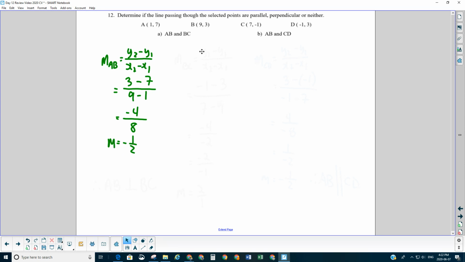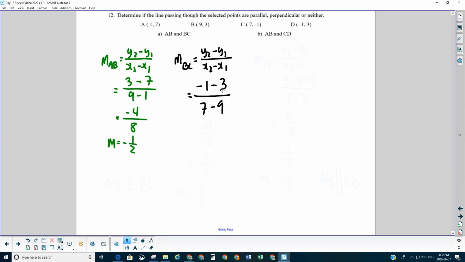Next, we're asked to compare it to BC. So this time we'll write down the equation, but we're doing these two, B and C. So this time the C is the second coordinate and B is the first. So let's be careful, and again, we'll write this out. So this becomes the Y coordinate. Y2 is this one, negative 1 minus 3. So negative 1 minus 3. And then the X is 7 minus 9. So 7 minus 9.